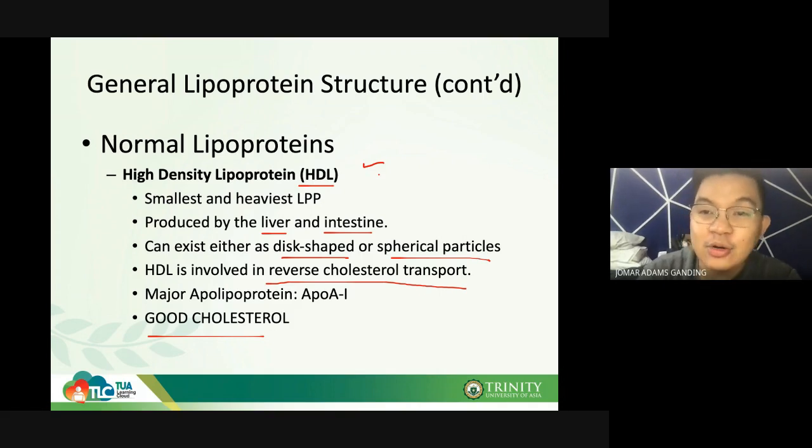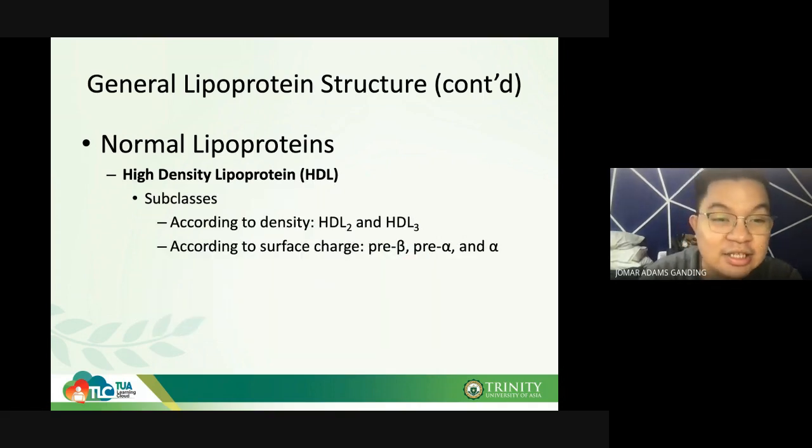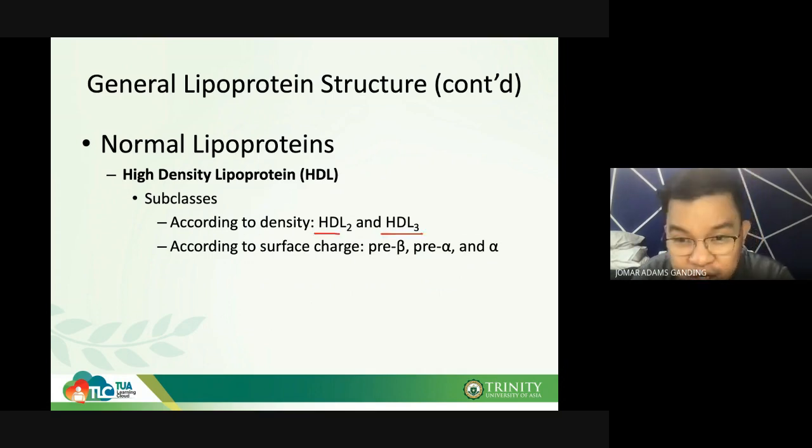Okay? Now, aside from that, there are also subclasses of your HDL. According to density, you have your HDL2 and HDL3. According to surface charge, you have your pre-beta, pre-alpha, and alpha. So, these are just minor details about your HDL.